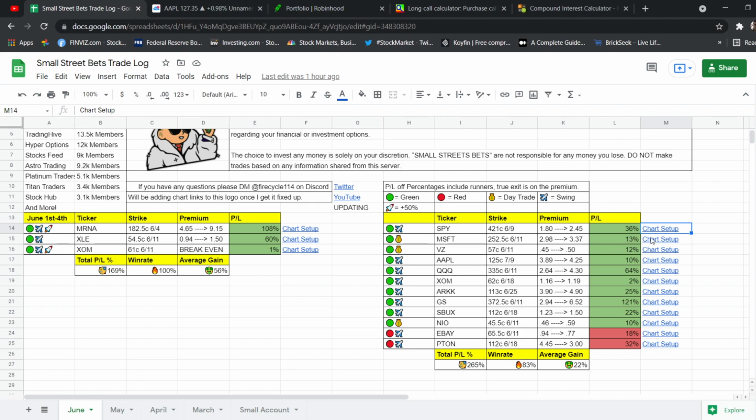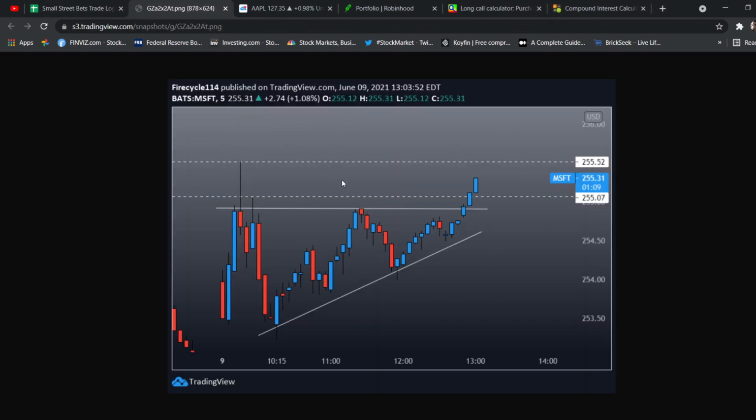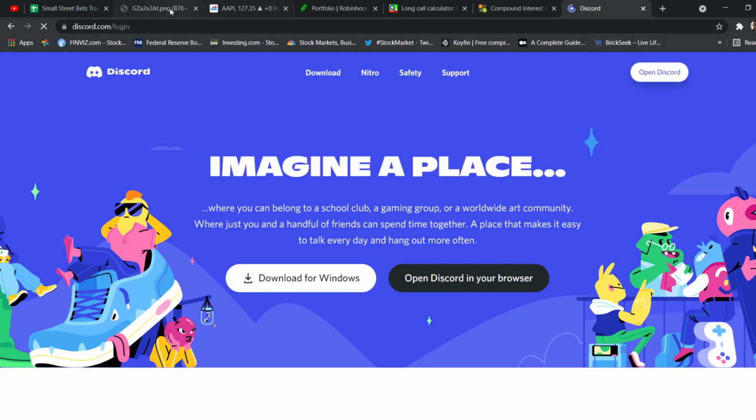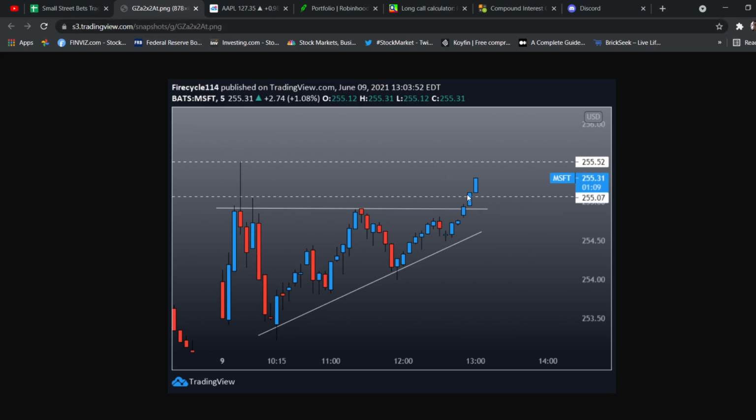And then the next trade we did was Microsoft, and Microsoft had this ascending triangle that I alerted based off of that. So very simple strategy. I don't do this on the small account challenge, just on the regular day trades channel.